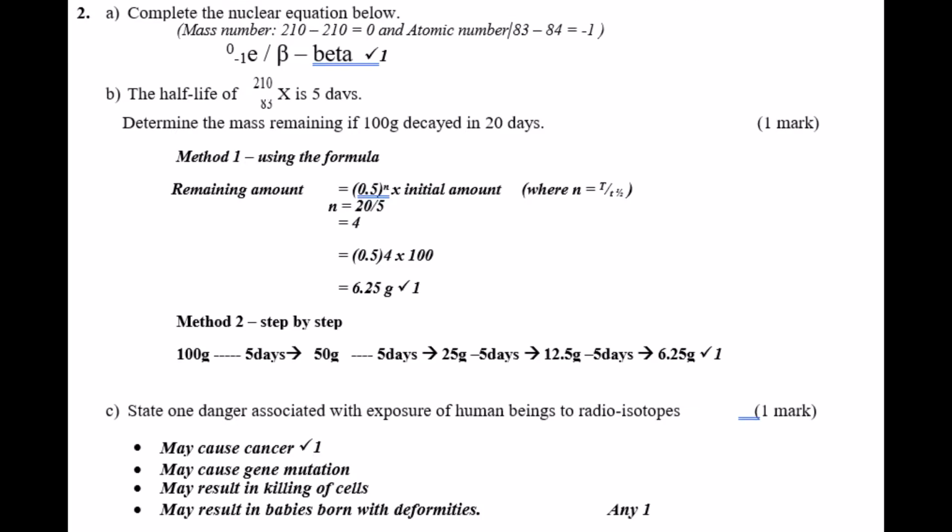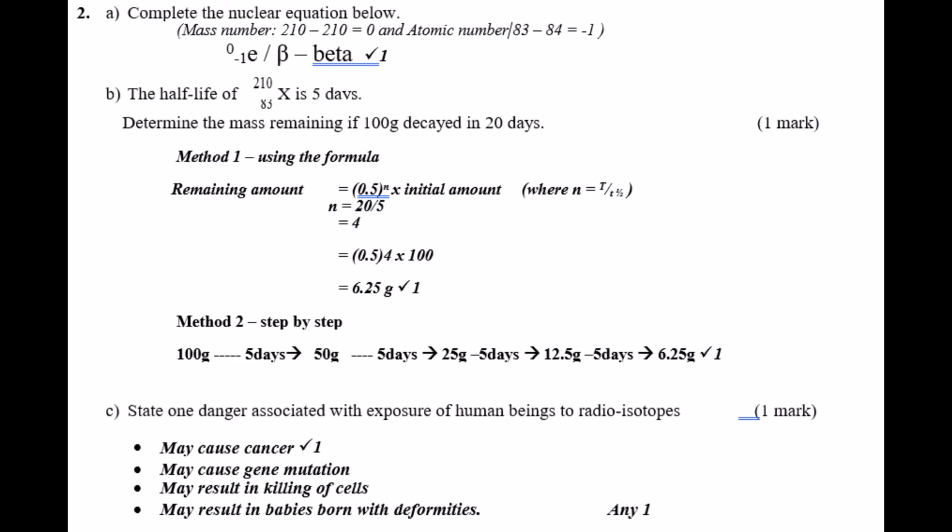Question 2, you are to complete the nuclear reaction. As you can see, the mass number has not changed. 210 minus 210 is 0. Then the atomic number changes from 83 to 84. That means there is a particle being released with an atomic number of -1 and a mass of 0. That's a beta particle, the particle that is missing. So it's a special electron.